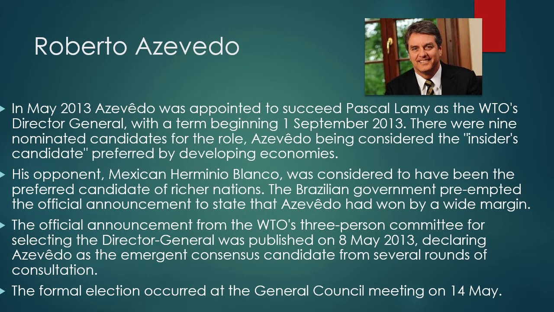There were 9 nominated candidates for the role, Azevedo being considered the insider's candidate preferred by developing economies. His opponent, Mexican Herminio Blanco, was considered to have been the preferred candidate of the richer nations. The Brazilian government preempted the official announcement to state that Azevedo had won by a wide margin.